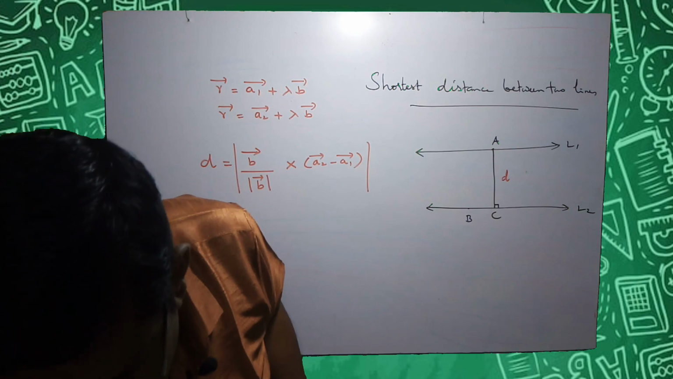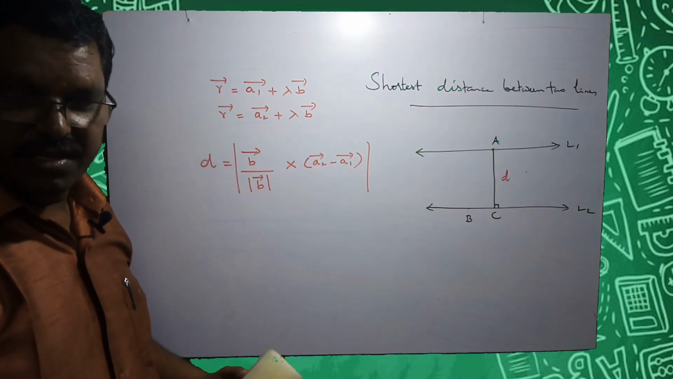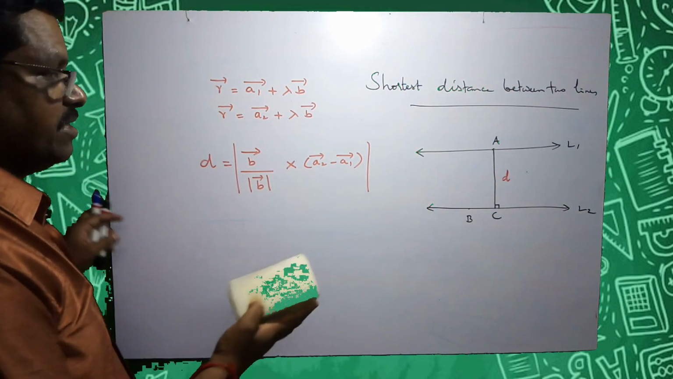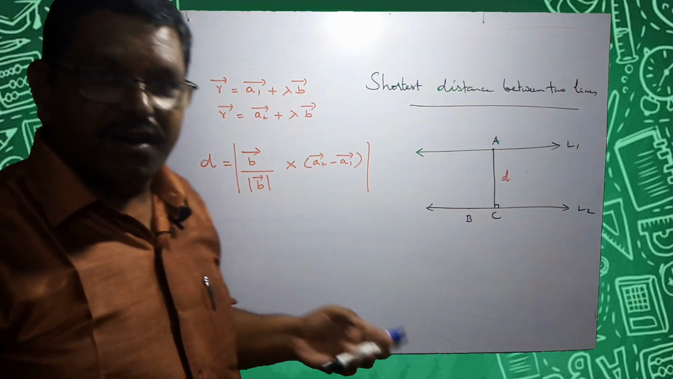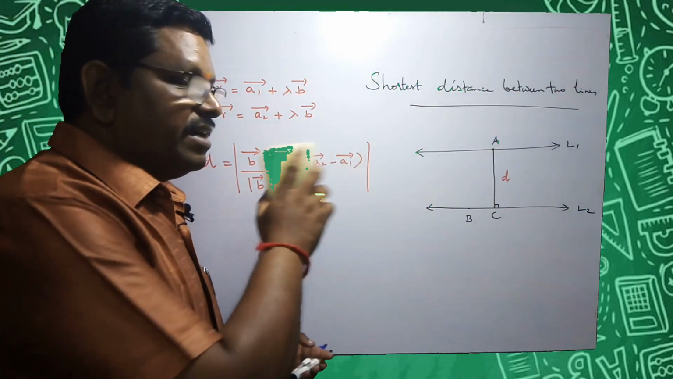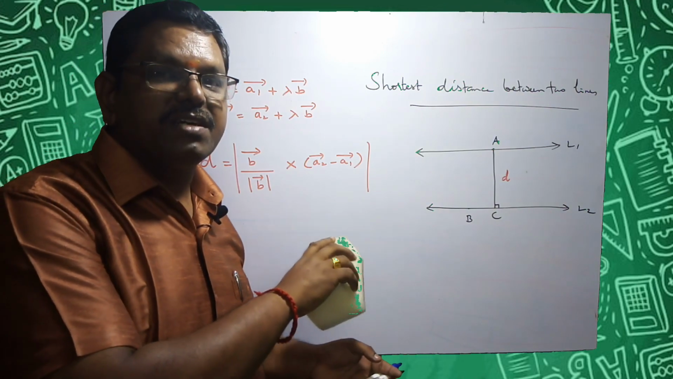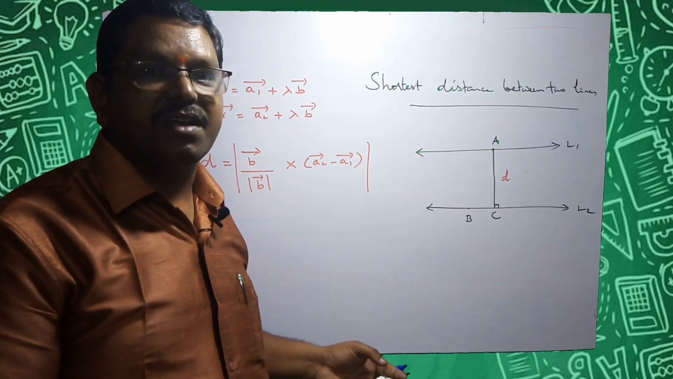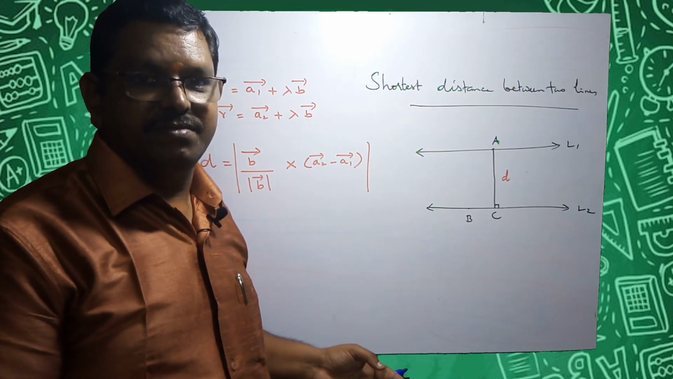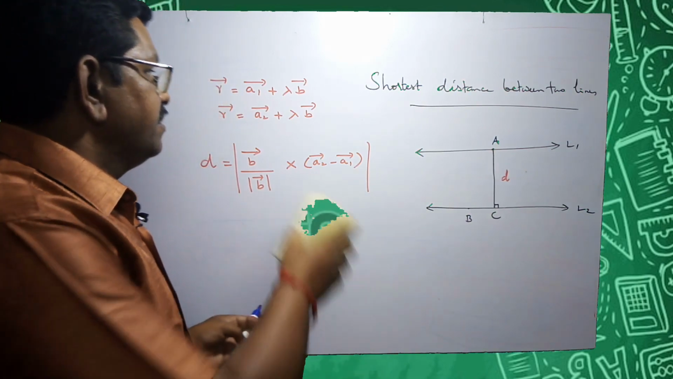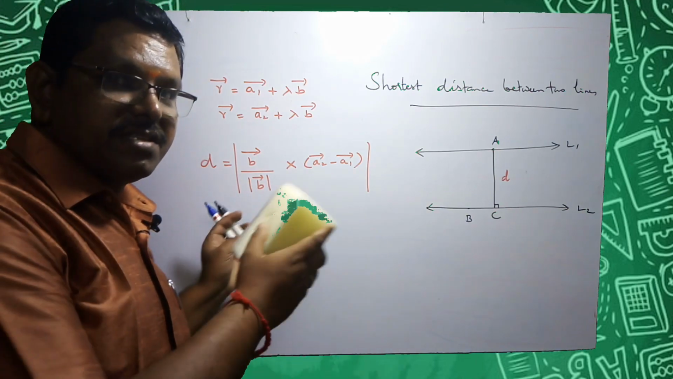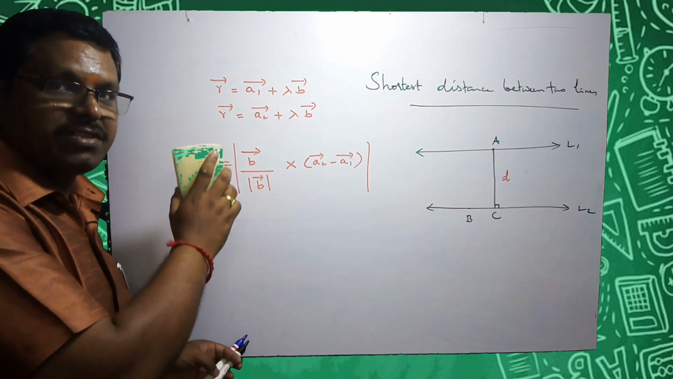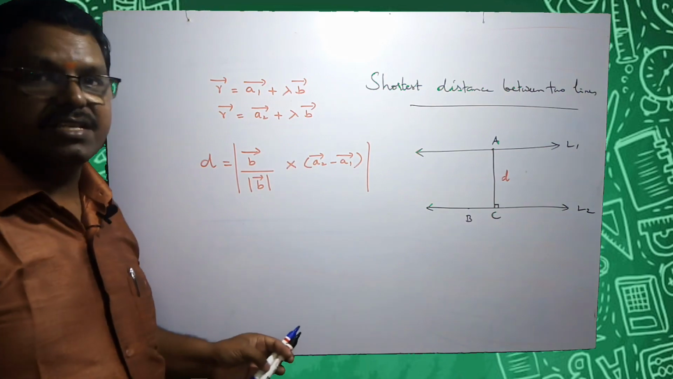Now we are going to discuss another concept. Till now, we discussed two cases. If the two straight lines are not parallel, then the d value is equal to b1 vector cross b2 vector dot a2 minus a1, divided by modulus of b1 cross b2. That formula we learned. And second, if the two lines are parallel, the formula is slightly changed: d is equal to modulus of b vector cross a2 minus a1 vectors, divided by modulus of b vector.